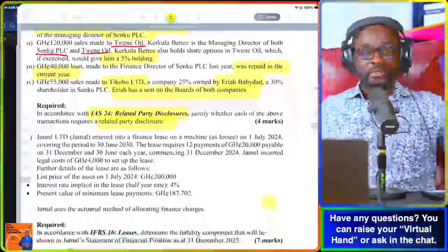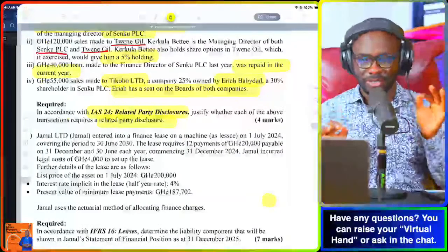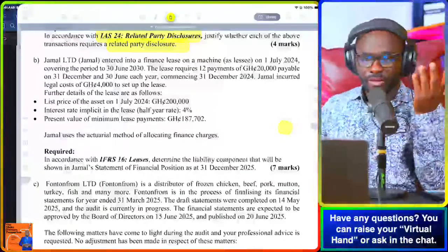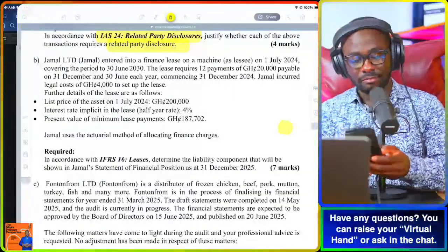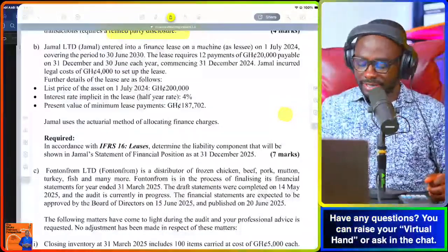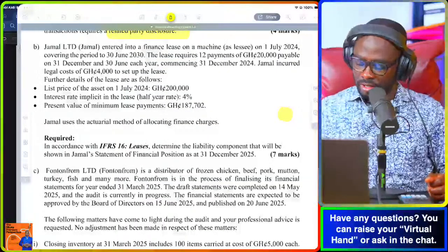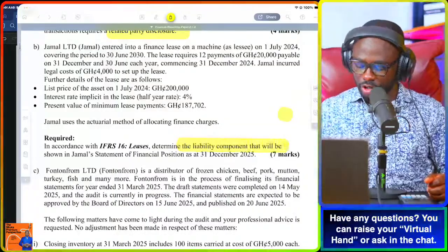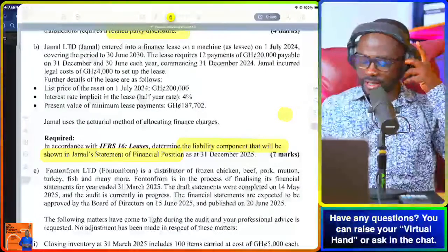So that's the A aspect of the question. Easy peasy. IAS 24, related party transaction. Next one, B. For 7 marks, the examiner is asking us, so 1.8 by 7, 13 minutes. Let's see. In accordance with IFRS 16, leases, determine the liability component that will be shown in Jamal's statement of financial position as at 31st December 2025.